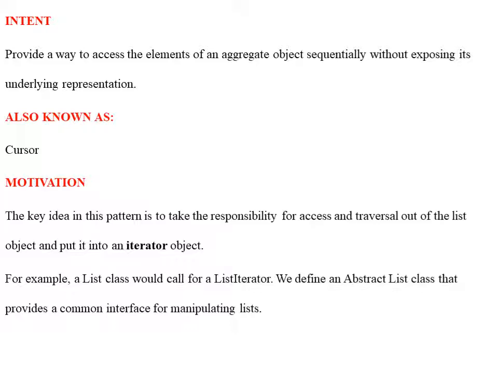Why? Because of the cursor. It is a well-known name for the iterator pattern. There are three main operations performed in the iterator class: current item, next item, and is done item. Current item means the cursor defines the current item. Next item means the cursor will move to the next item. Is done item means the cursor signals the completion of checking the object's elements. That's why it is also known as cursor.